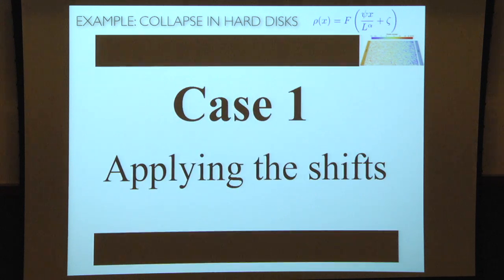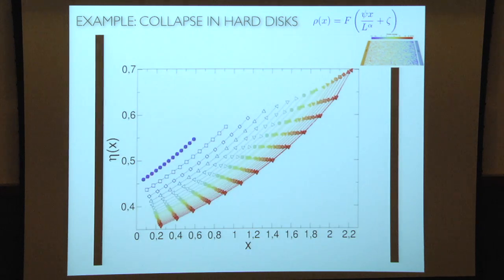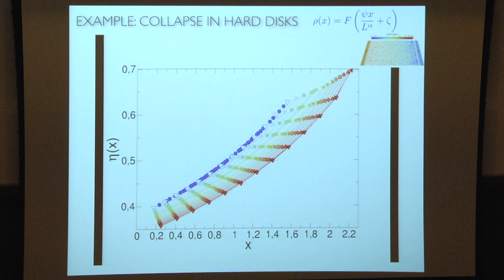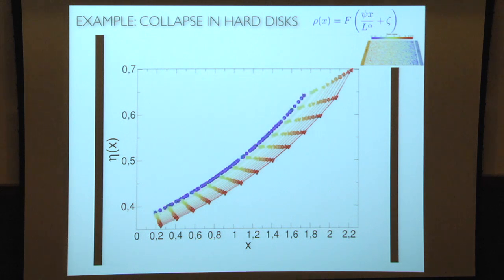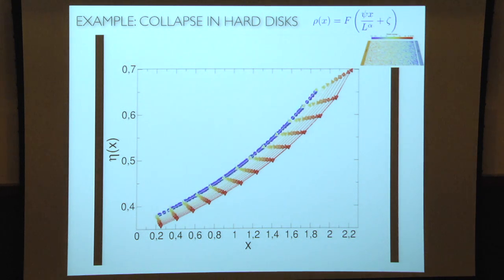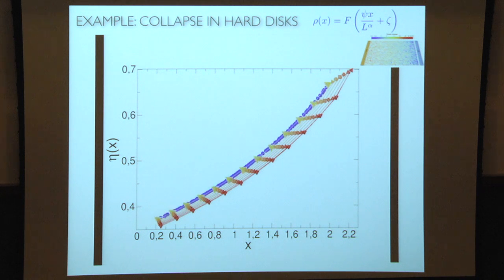And now let's apply the shifts. I don't know what the shifts are, but I know how to measure them. I shift until optimal collapse. So we are shifting all the profiles to see whether they are coming from some universal curve. And yes, it looks like they are coming from something universal.